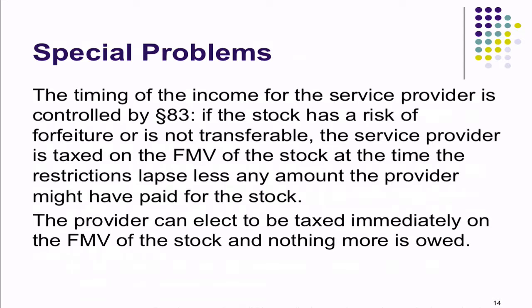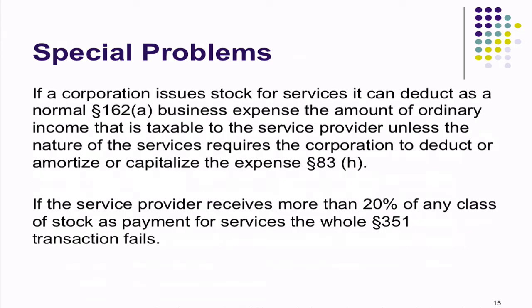And so I won't owe anything down the road. And that's the issue with that. Okay. If the corporation, on the corporate side, issues stock for services, the corporation has a normal business deduction. It's a 162(a) business expense, and it's ordinary income, okay? And it's taxable to the service provider, what I just said. This is just a summary of that.